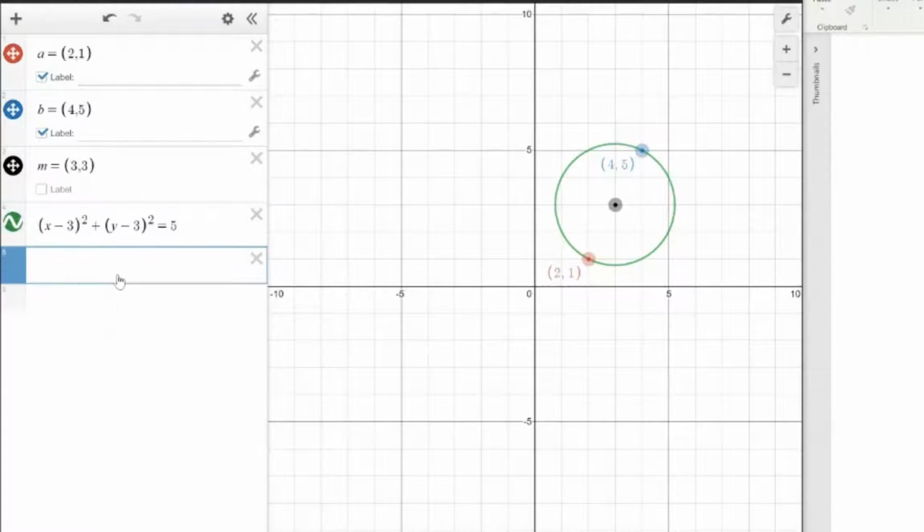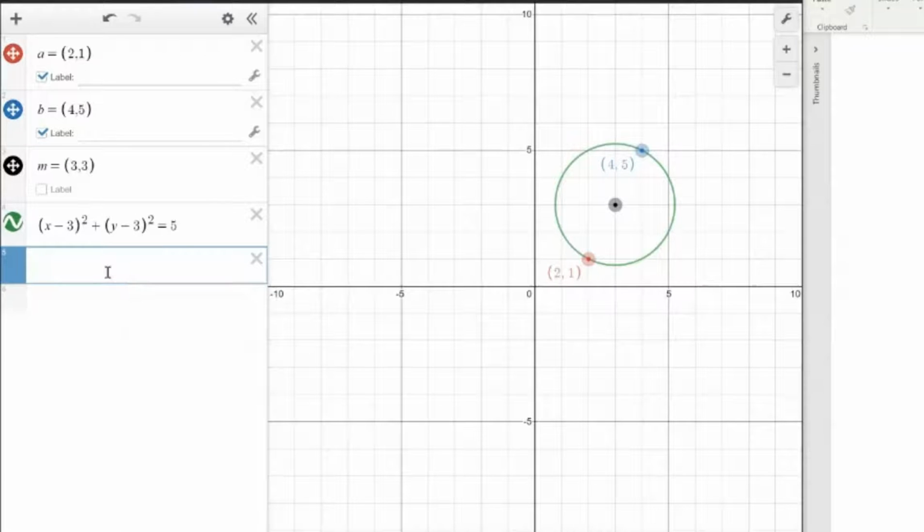But wait, there's more. What if we only wanted part of that curve? We didn't want the whole curve. What I would want to know is the line between these 2 points, and then I can only take the y values that are above that line. So I want to find the straight line between these 2 points.